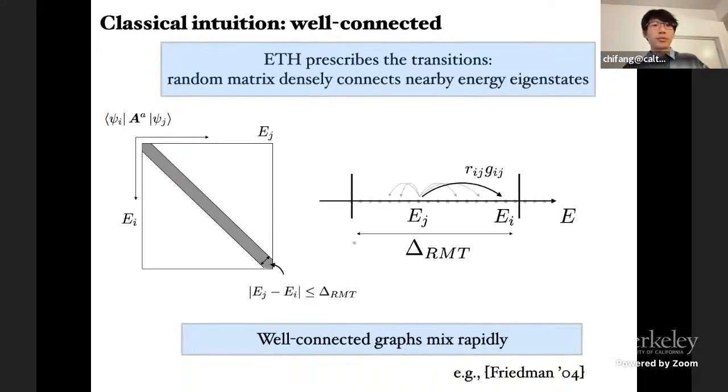The intuition from the classical Markov chain is that you're looking at a very well-connected graph, at least nearby. Indeed, if you look at these matrix elements given by ETH, these R_ij and G_ij are basically uniform. So if you have an input state, we just spread you out to all these different energies, and it's very densely connected. Well, then you can look at some Markov chain textbook to argue that these graphs thermalize very, very quickly. But this is entirely classical.